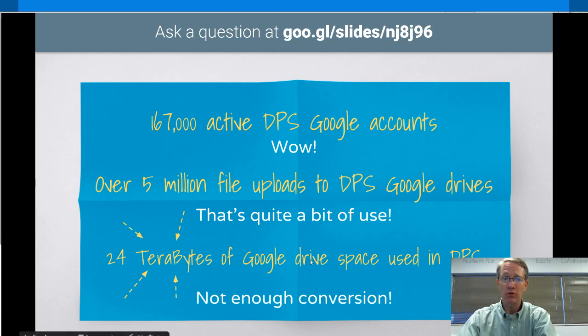The only thing that counts towards using your drive space are these foreign documents, like a video file or a flip chart, something that's not native Google. Or a Word document, if you're not converting it, right? Or a PowerPoint. Yep. So those sorts of documents are what are counted in this 24 terabytes of Google Drive space used. So that means there's not enough conversion happening out there. Let's get our teachers to convert their documents.